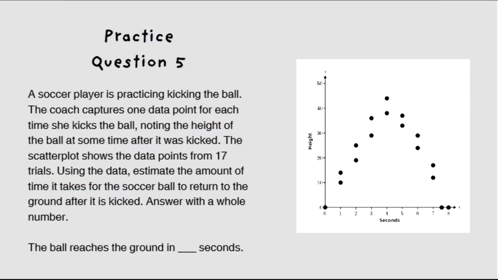Practice question number 5. A soccer player is practicing kicking the ball. The coach captures one data point for each time she kicks the ball, noting the height of the ball at some time after it was kicked. The scatter plot shows the data points from 17 trials. Using the data, estimate the amount of time it takes for the soccer ball to return to the ground after it is kicked. Answer with a whole number. Pause it, figure it out, come back.